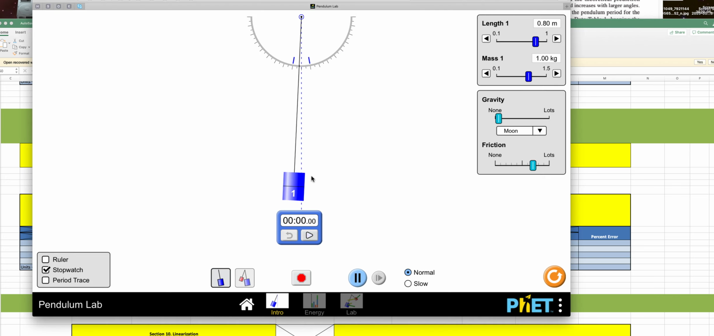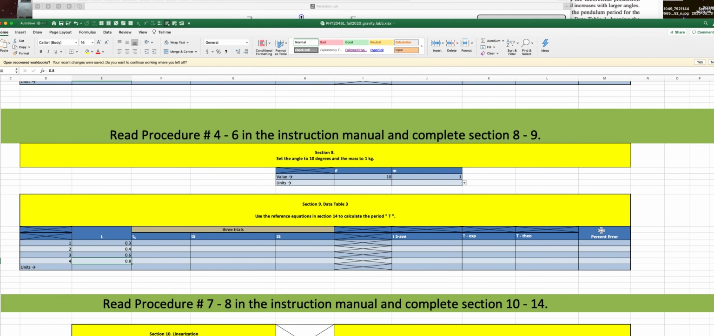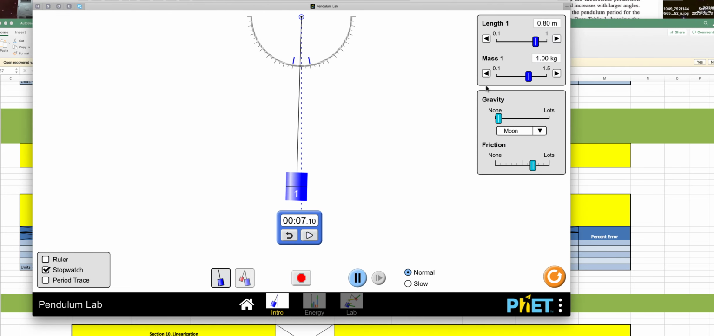So here, what you're going to do is keep the mass at 1. You're going to always release at 10 degrees. And again, measure the time for 5 cycles, however much time it takes to measure 5 cycles. And then you're going to enter that number here. And you're going to do this 3 times. And the next trial, what you're going to vary here is the length.